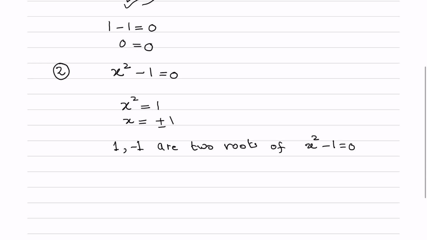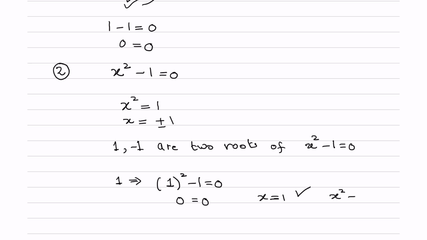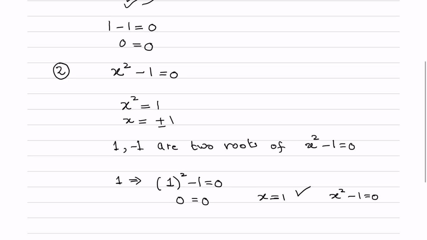And how shall we verify that 1 and minus 1 are two roots? So for 1, just to verify that it is the root of the equation x square minus 1 equal to 0, we will plug 1 in the equation, 1 square minus 1 equal to 0, so it gives us 0 equal to 0. So yes, x equal to 1 is the root of an equation. Which equation? x square minus 1 equal to 0.